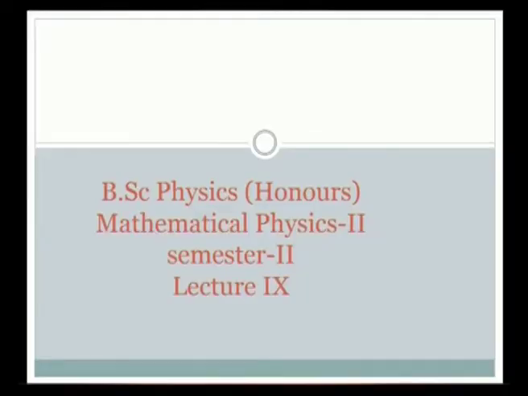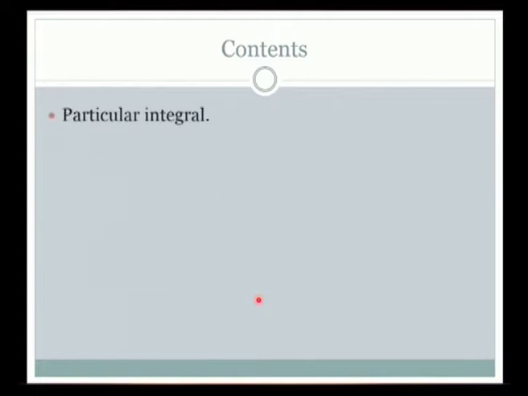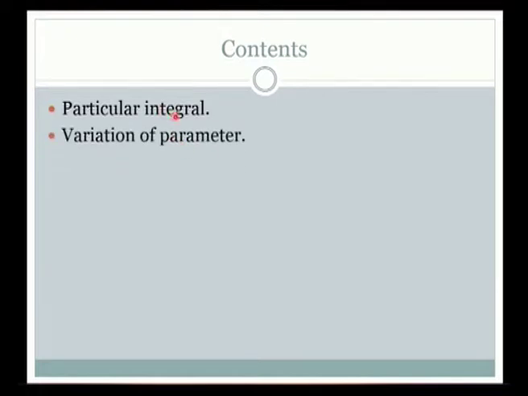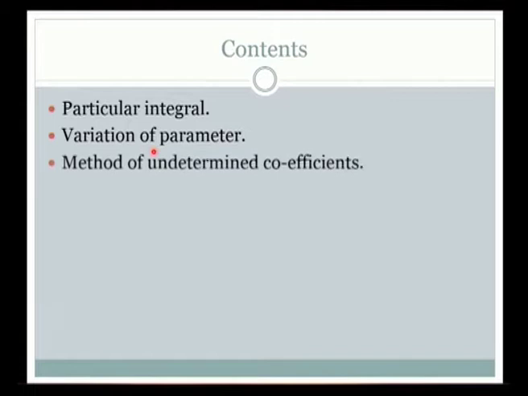Welcome to UGC lecture series BSc Physics Honours Mathematical Physics 2 Semester 2 Lecture 9. In this lecture, we are going to learn about particular integral. This particular integral is a part in the solutions of non-homogeneous linear differential equation. This particular integral can be obtained by variation of parameter. We are going to learn this method, then method of undetermined coefficients, then summary. These are all the topics we are going to learn in this lecture.